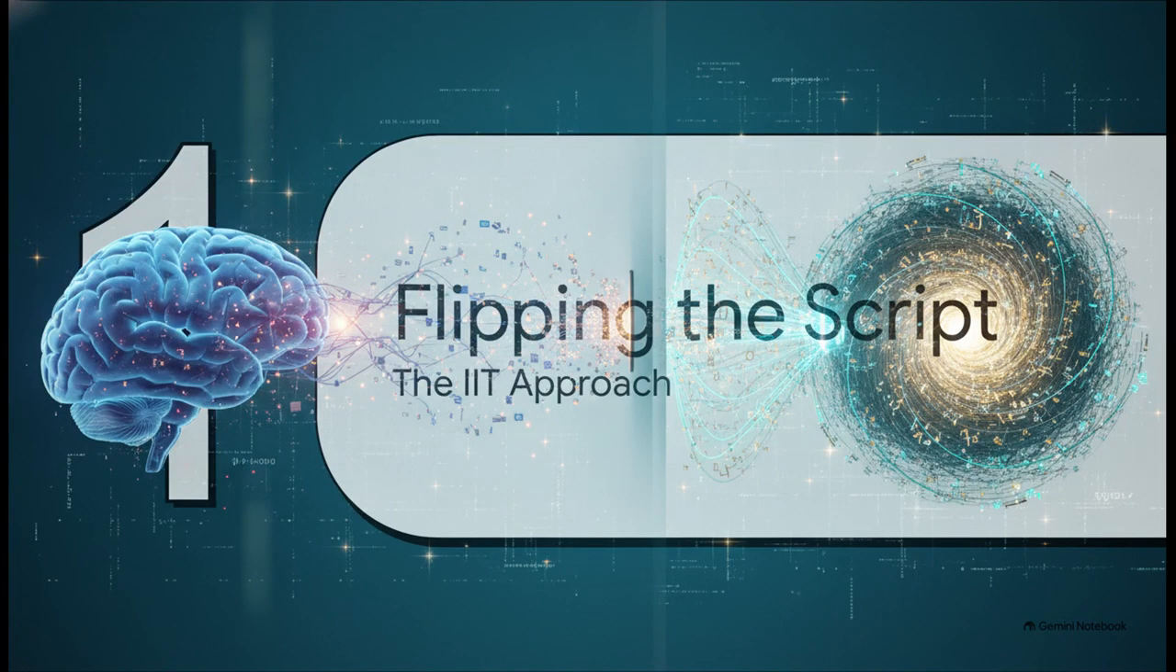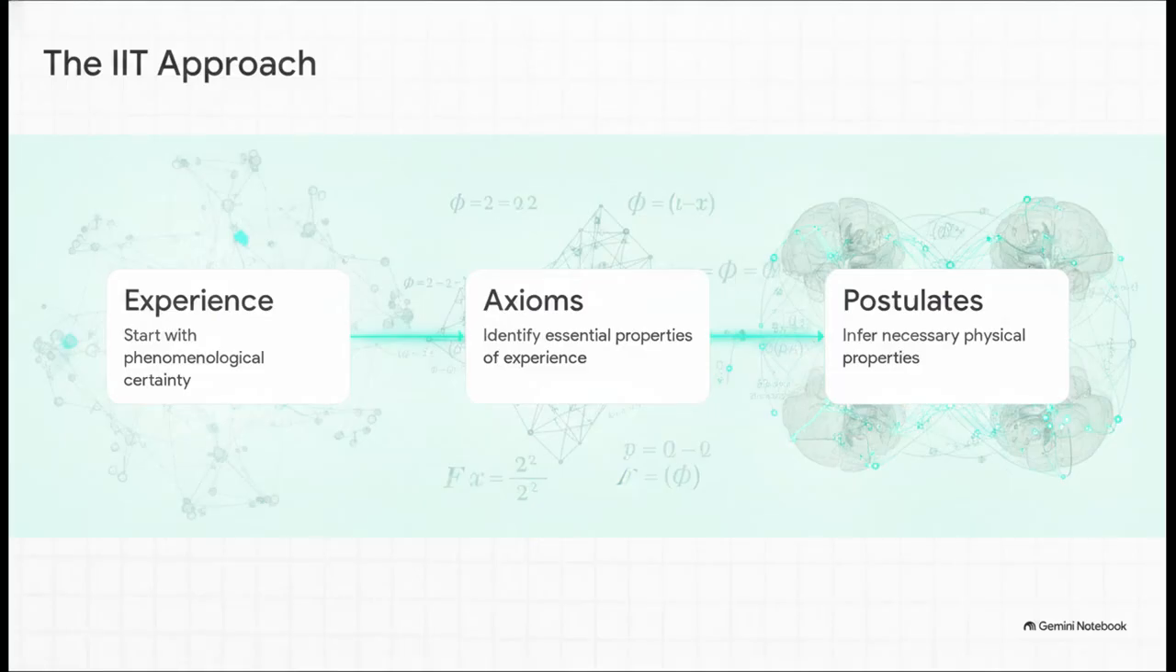Part 1. Flipping the script. To really wrap our heads around IIT, we first have to understand how it completely flips traditional science on its head. Normally, we start with physical evidence, right? We look at brain scans, we observe neurons firing, and then we try to figure out how those physical actions magically squeeze out a conscious thought. But IIT? It takes the exact opposite path.